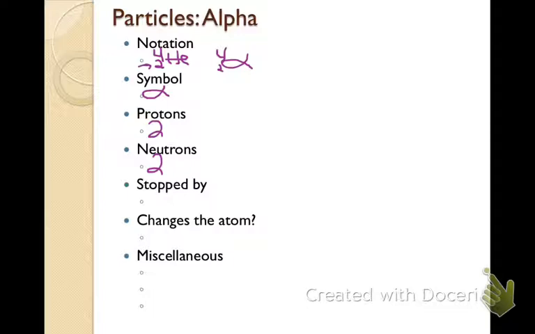It can be stopped by paper or human skin. It's not really very powerful. Let's see, so human skin or paper. So if something's going to emit an alpha particle, it will change the atom itself because you are going to get rid of a certain number of protons.